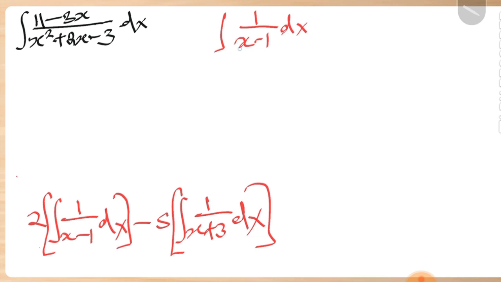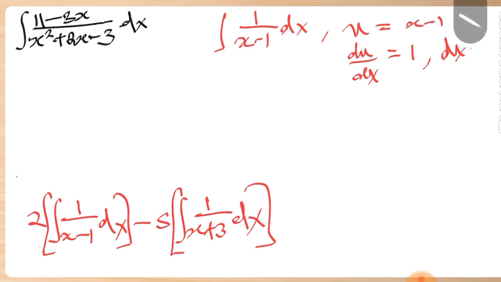Now we're going to let u equal to x minus 1. So we have du; differentiate with respect to x. If you differentiate x, you have 1. Differentiate minus 1, of course this is a constant, so you just have 0. Then that means dx is equal to du. So here we now have the integral of 1 over u, because everything here is u. Then dx is equal to du.